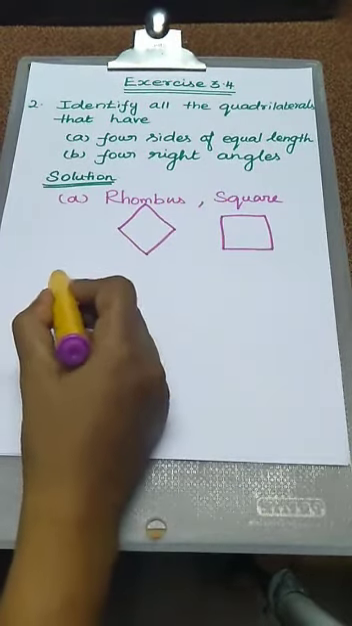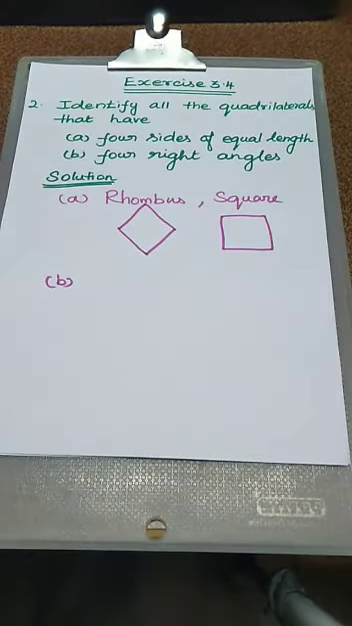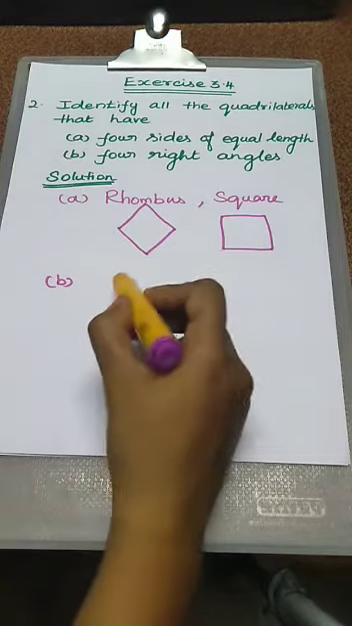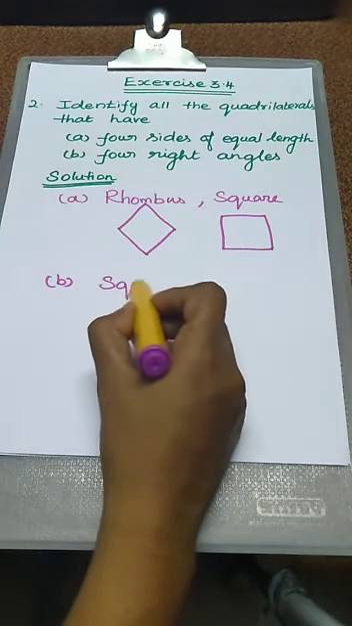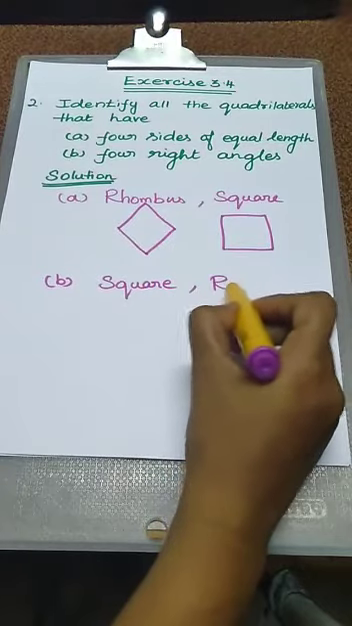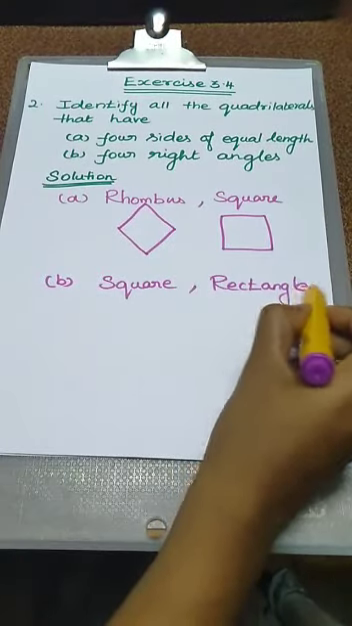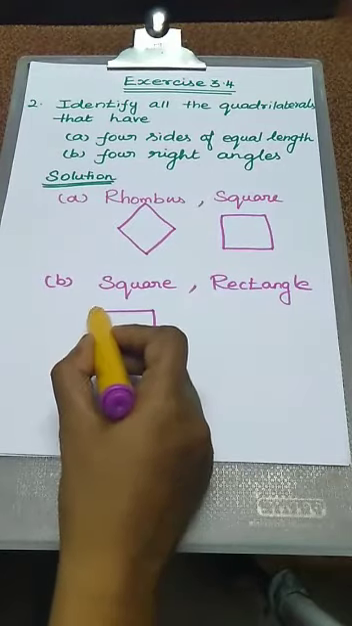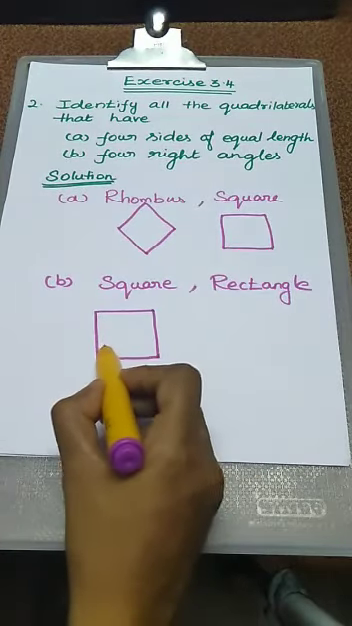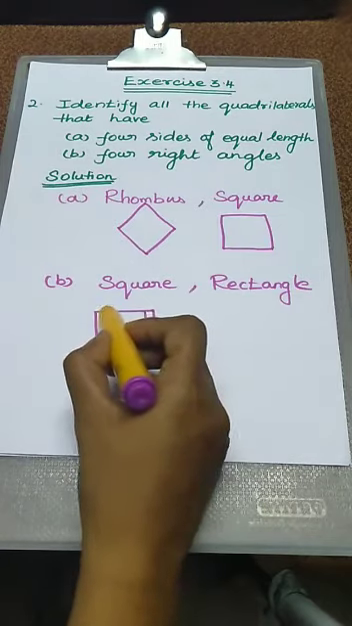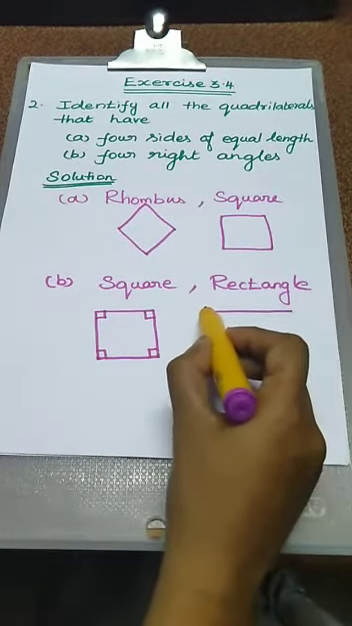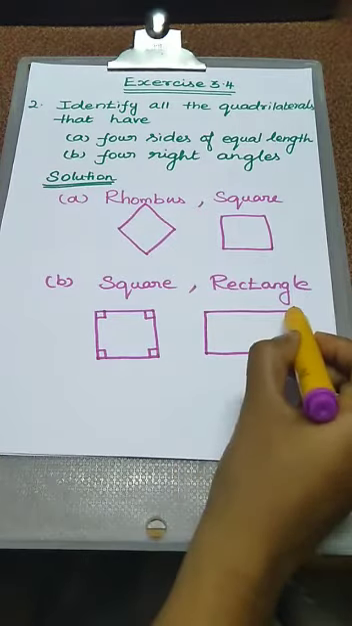Okay, next one, second subdivision, four right angles. Actually all the quadrilaterals that have four right angles. What are the shapes? In a square all the angles are 90 degrees, that is a right angle. In a rectangle also all the angles are equal, that is 90 degrees. Okay. So the answer is square and rectangle. We know already for a square, all the angles are 90 degrees. In a rectangle also, all the angles are 90 degrees.